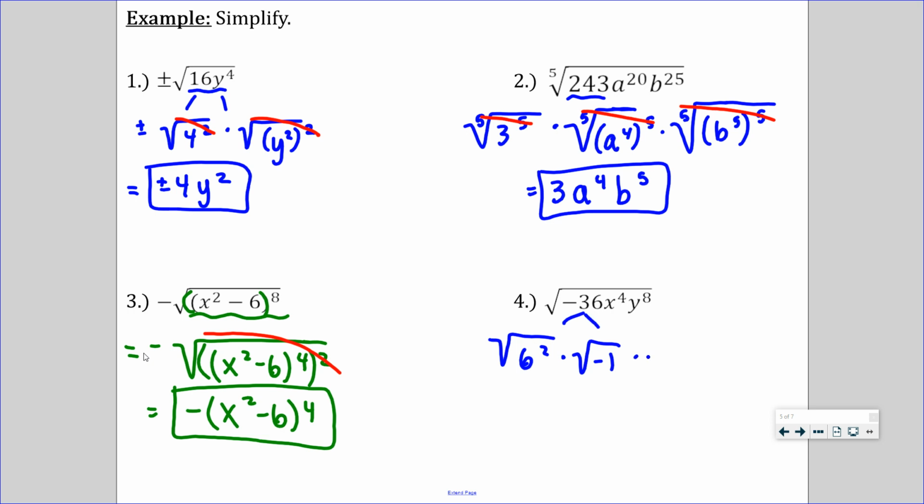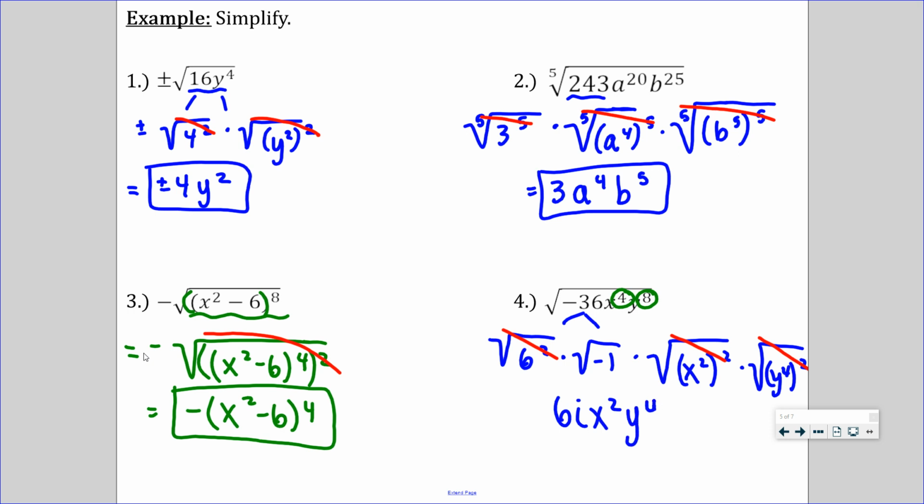Okay, what about these variables? x squared, y squared squared, y to the 4th. Yes, that would match these powers. 2 times 2 is 4. 4 times 2 is 8. Here's the fun part. Cancel, cancel, cancel. I would be left with 6. The square root of negative 1 is i. 6i x squared y to the 4th.